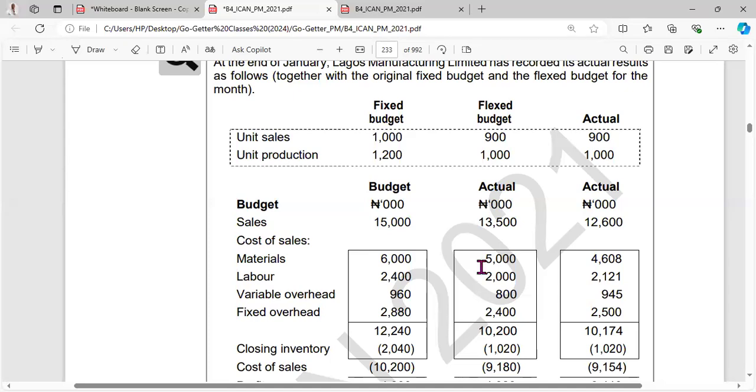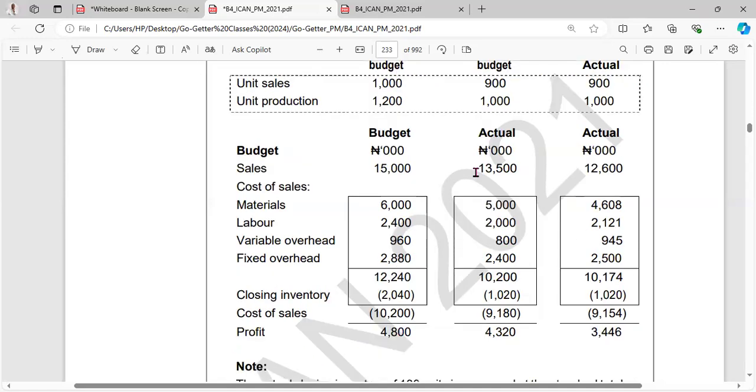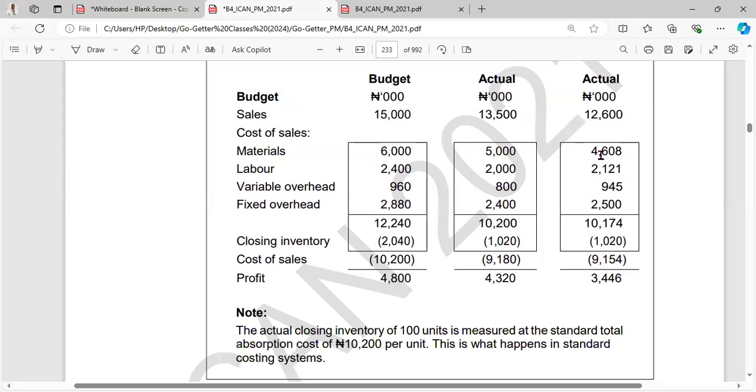All right, so this is what you are expected to sell. Sorry, this is what you expected to sell. You sold less, so this is adverse for you already. Adverse, but the cost now, this material is favorable, right? Labor seems to be adverse. Why is the material favorable? You need to investigate. Why is the labor adverse?